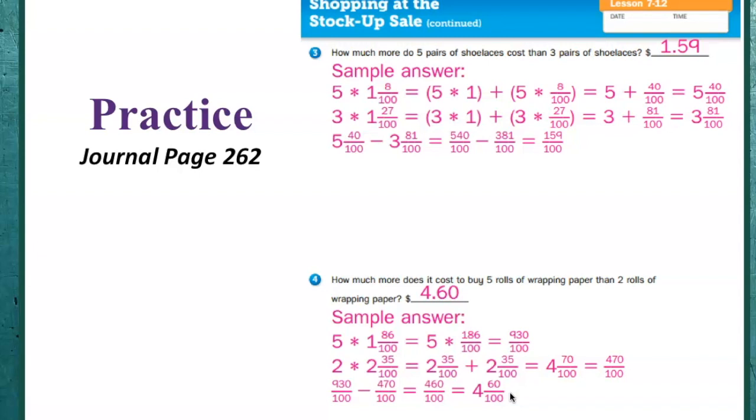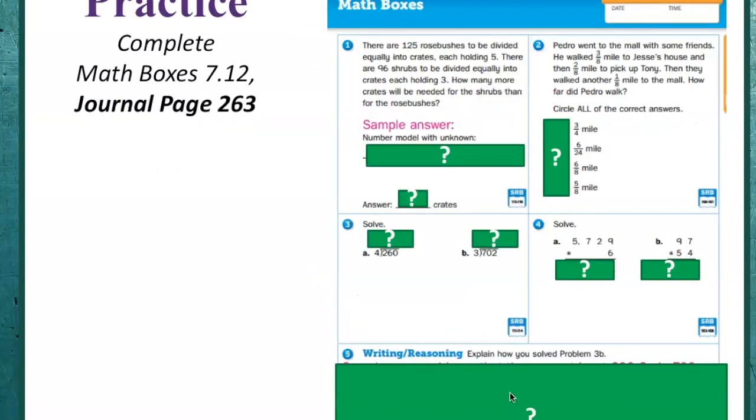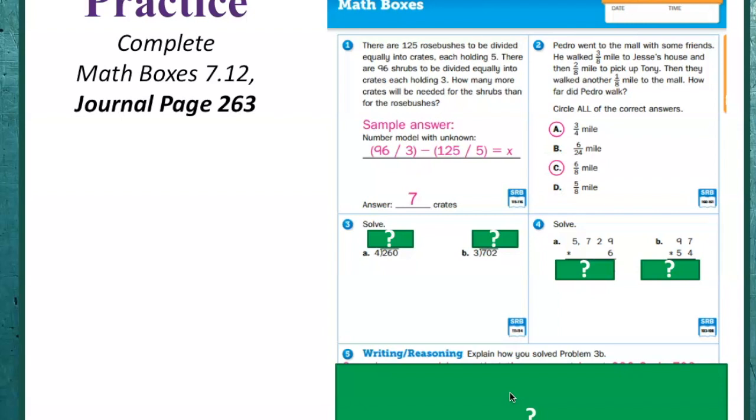Okay, we are now ready to go to math boxes. I'm going to ask that you pause the video, do the math boxes, and then come back and check your work. Okay, for number 1, the number model could have been 96 divided by 3 minus 125 divided by 5 equals X. The answer that you would get would be 7 crates. Number 2, circle all of the correct answers. So A and C are the correct answers.